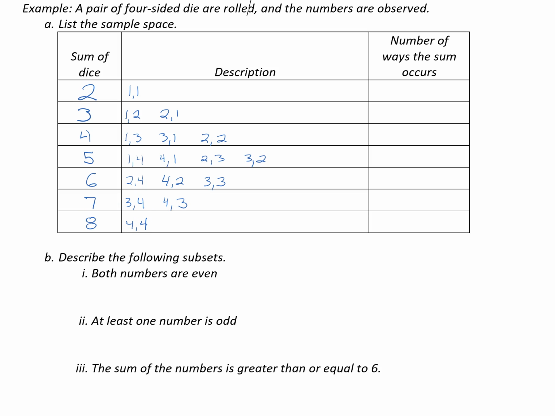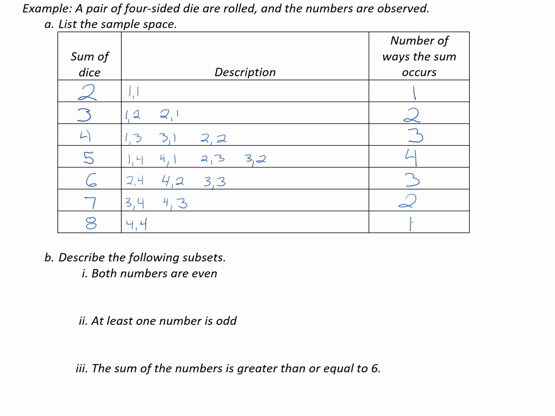Let's take a look at how many ways this sum could be arrived at. So a sum of 2, there's only one way to get that. A sum of 3, there's 2 different ways to get that. A sum of 4, there's 3 ways, the 1 and the 3, the 3 and the 1, and the 2 and the 2. You can have a sum of 5 in 4 ways, and then this decreases. For a sum of 6, there's 3 ways. A sum of 7, there are 2 ways, and a sum of 8 occurs 1 way.